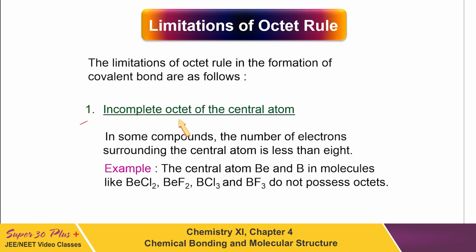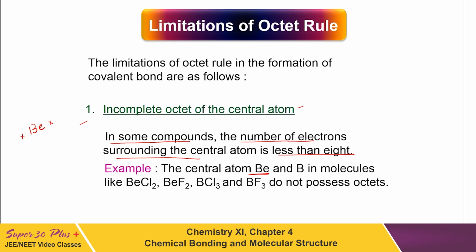Number one is the incomplete octet of the central atom. Incomplete octet means less than 8 electrons. See, in some compounds, the number of electrons surrounding the central metal atom is less than 8. They have less than 8 electrons. For example, members of the boron family, members of the beryllium. You see, how many electrons does beryllium have in the outer shell? Beryllium has just 2 electrons in the outer shell.